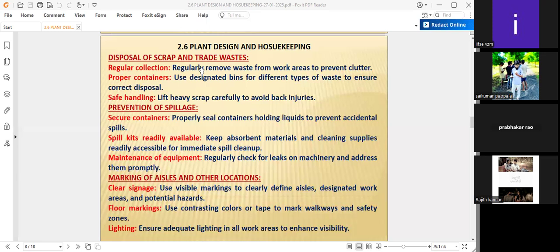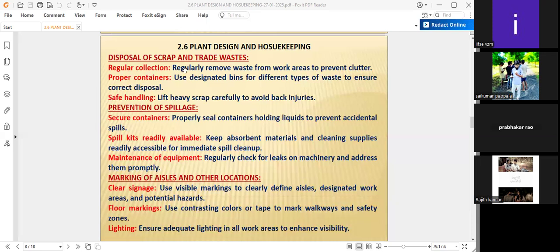Like this, we have to see to the disposal of hazardous waste or non-hazardous waste as per the CFO consent conditions, or we can say the Factories Act 1948, as well as the Factories Rules 1950, also we have to see.